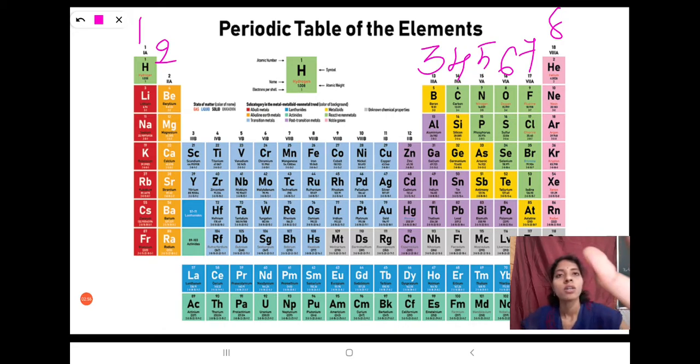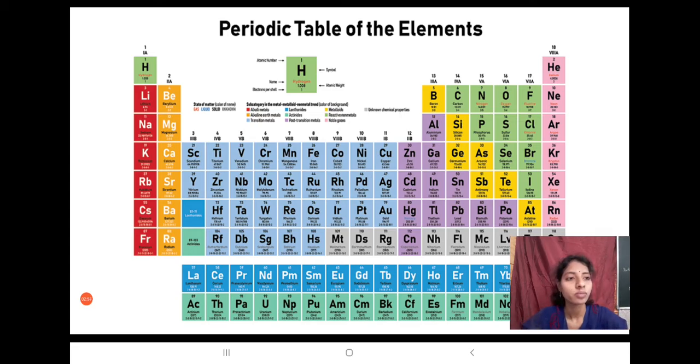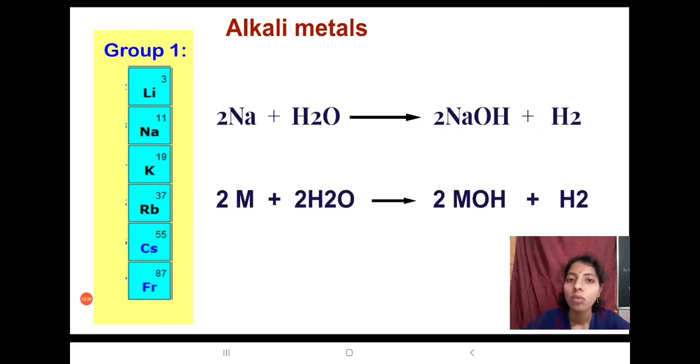Right? So, see here 1A group elements. These 1A group elements are also known as alkali metals. So, all the 1A group elements are considered as the metals. Right?